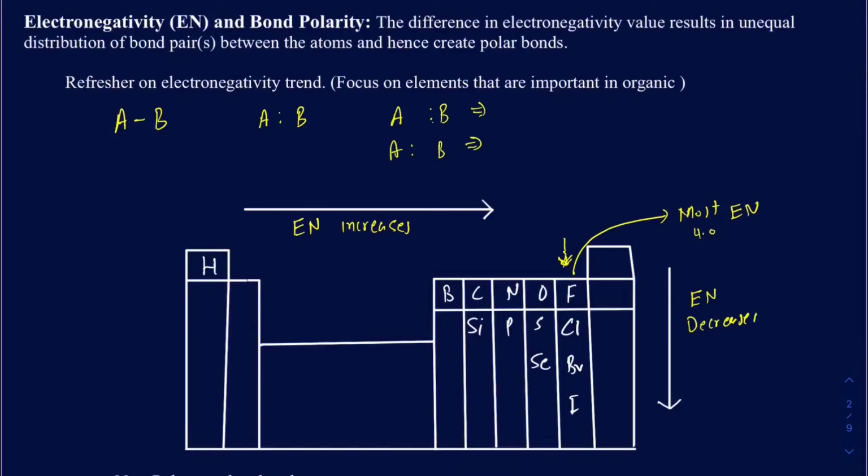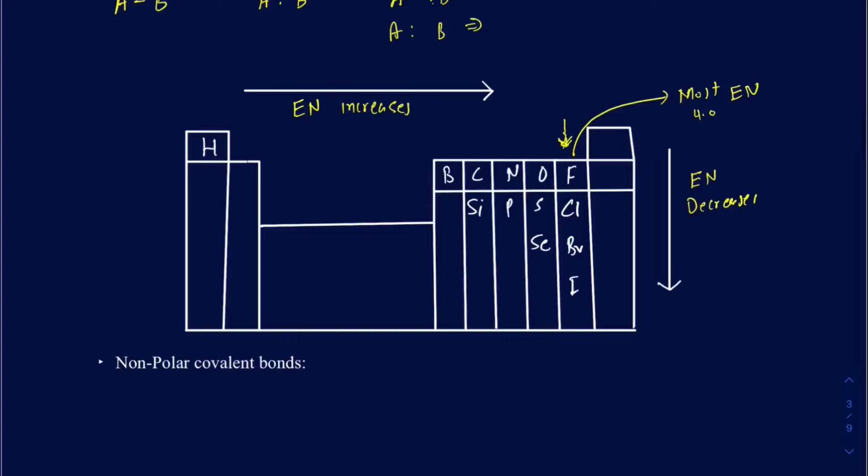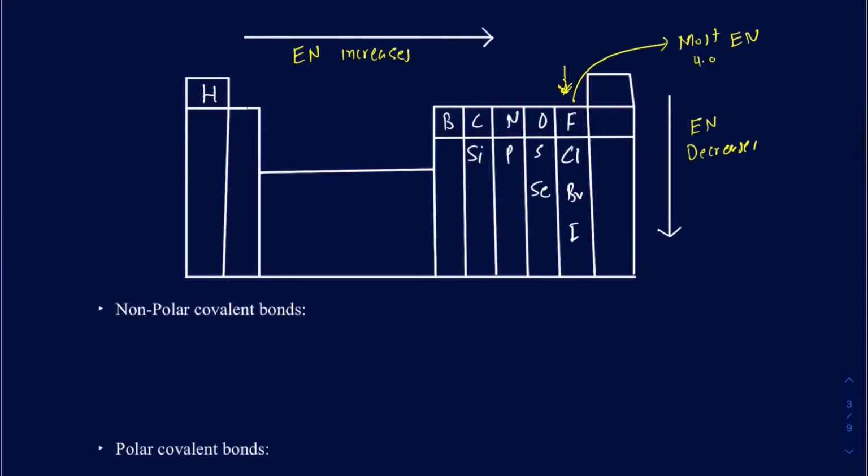So that's going to be the unequal distribution of your bonding pair between the two elements, and that really happens whenever there is an electronegativity difference between the two elements. Let's talk about the nonpolar covalent bonds.